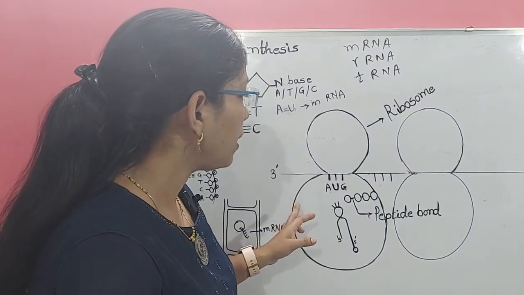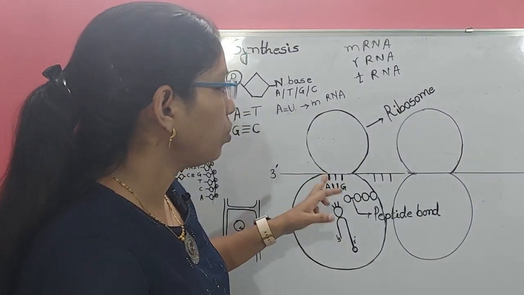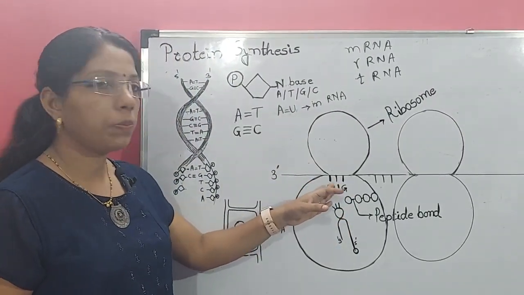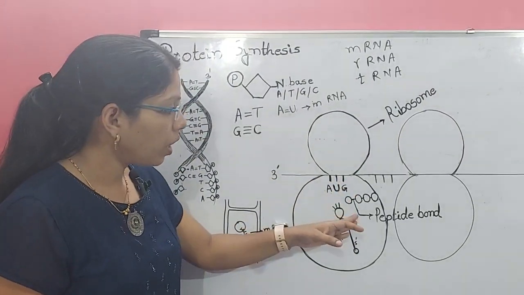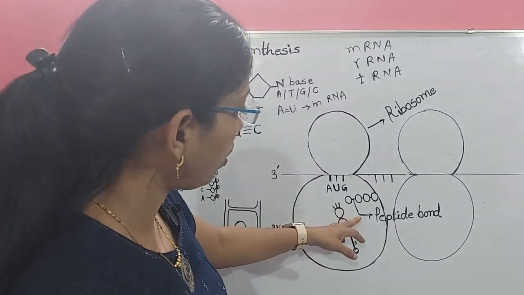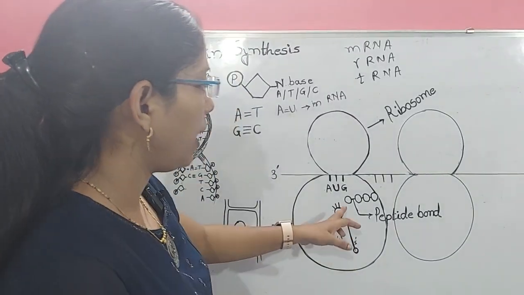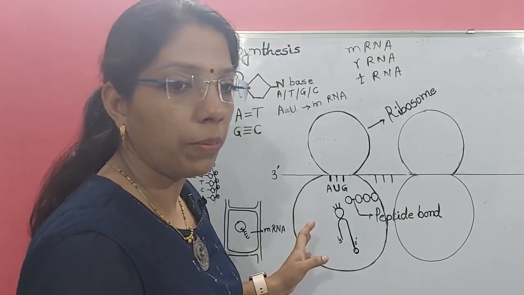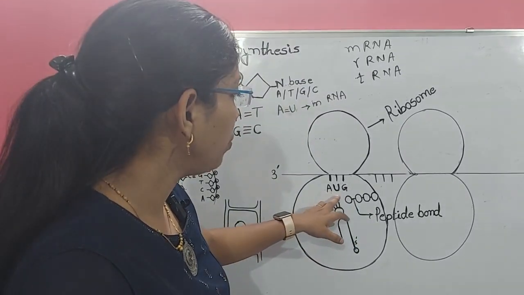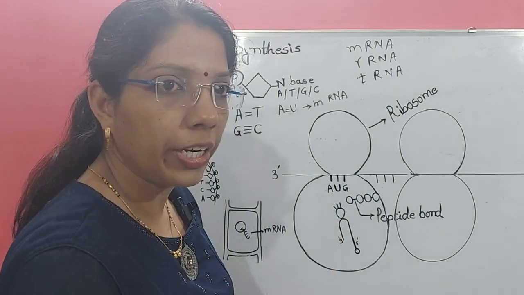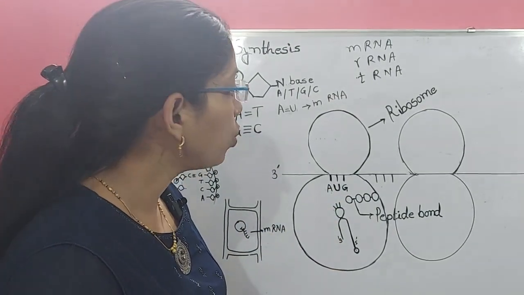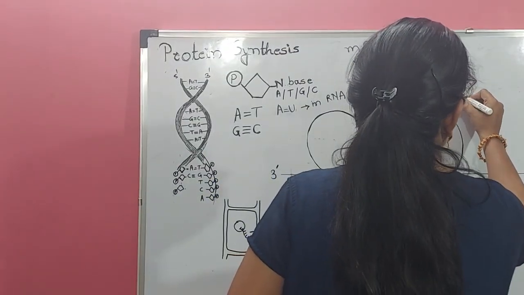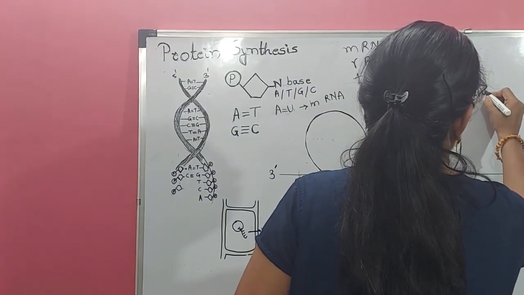So the mRNA joins with the ribosome cell organelle, and according to the message present on the mRNA, amino acids are brought by the tRNA and carried to the site of protein synthesis, that is, the ribosome. AUG is a group of three nucleotides, and this is the codon which codes for the amino acid methionine.